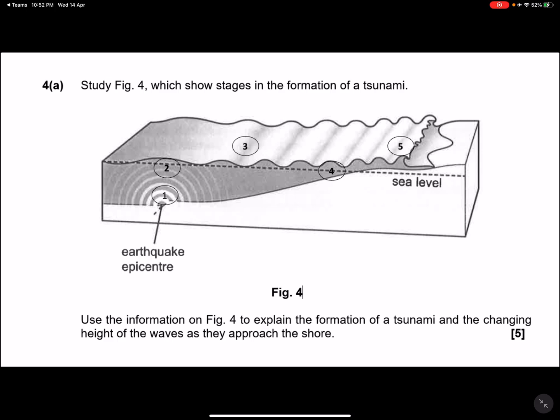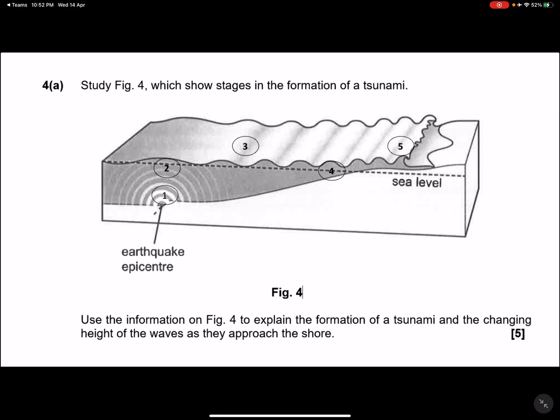Okay, question 4 here is a typical tsunami question. We have seen a couple of these variations. When they test tsunami, they like to give you data response like this. So they want to give you figure 4. They want you to explain formation of tsunami and changing height of waves as they approach the shore. So you need to start by telling me at each of these 5 points what is happening. Basically, this is a description question.